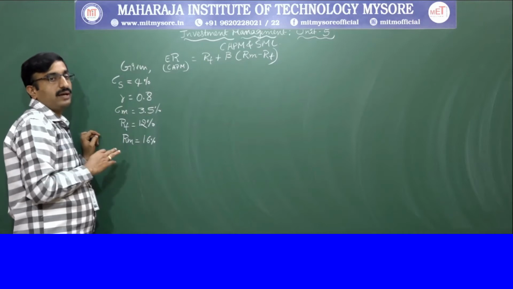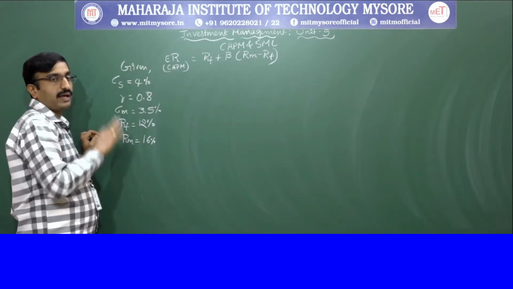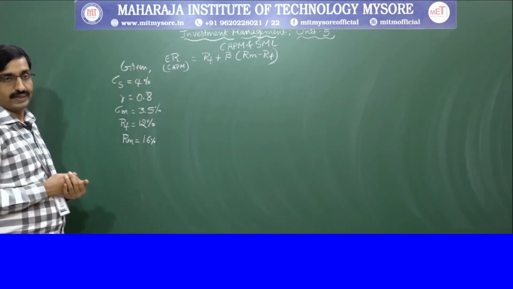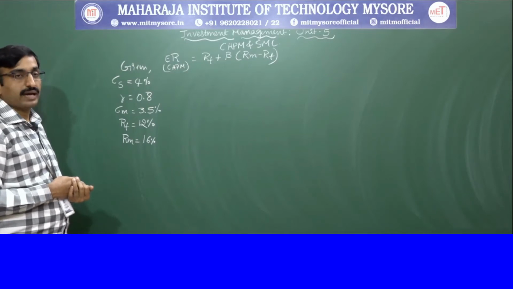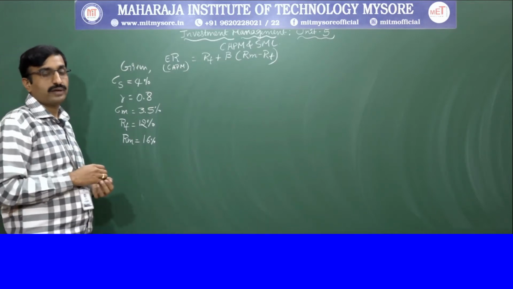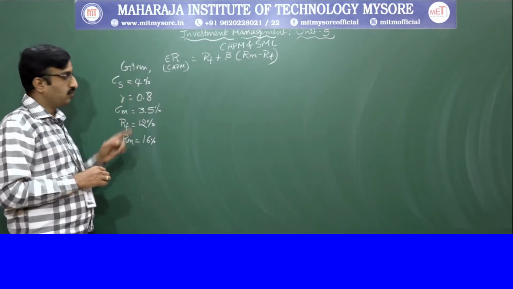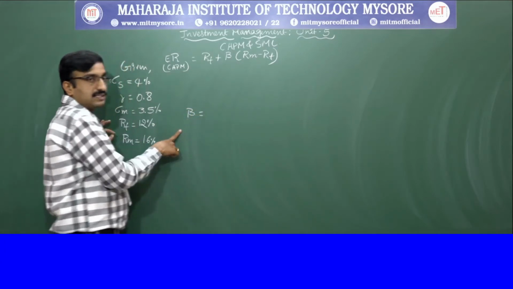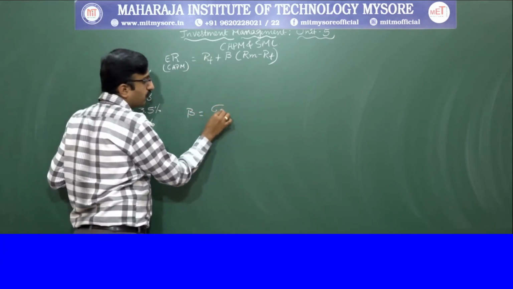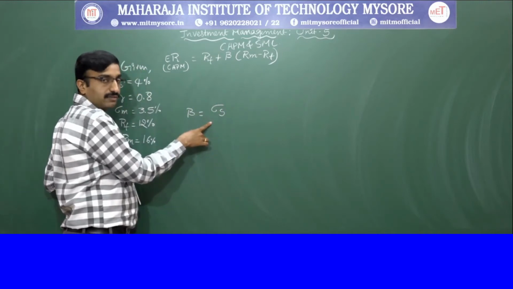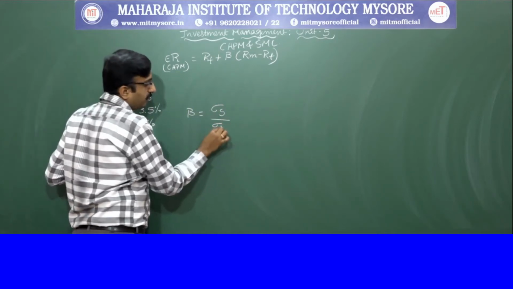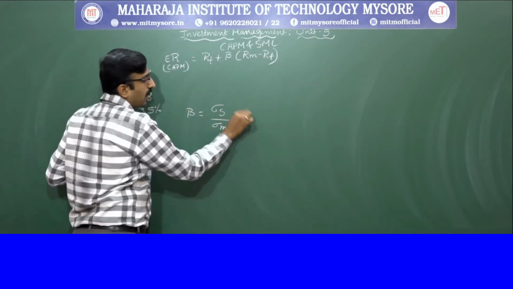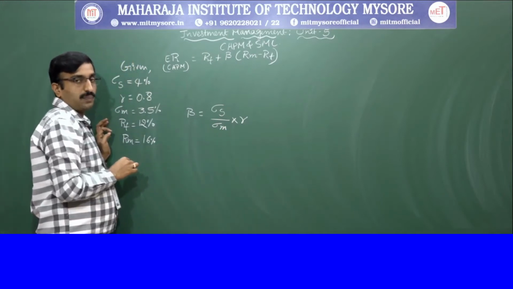Here we first apply the beta calculation formula, then we calculate the expected return or required rate of return. So first, what is the formula for calculation of beta? First we have to find the beta: beta is equal to the standard deviation of the individual stock divided by the standard deviation of market, into R, that is correlation. We have to apply this one.